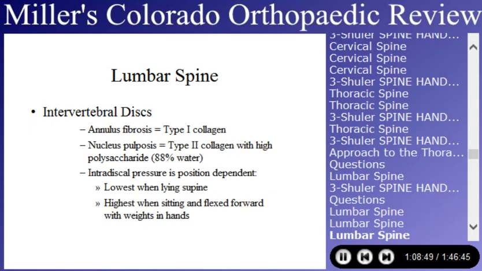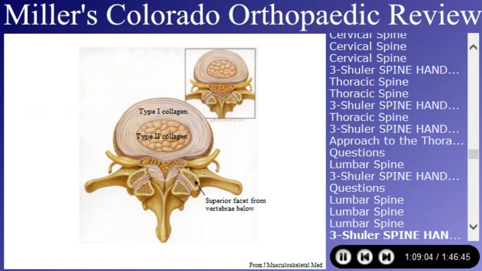That's the reason why I put this. I went back to the original study that showed this, and there was actually a study done on residents and medical students. Okay, so low supine, highest sitting flexed forward in a chair with weights in hands. Don't forget type 1 collagen on the hard outside annulus. Okay, type 2 in the middle, 88% water, high polysaccharide.